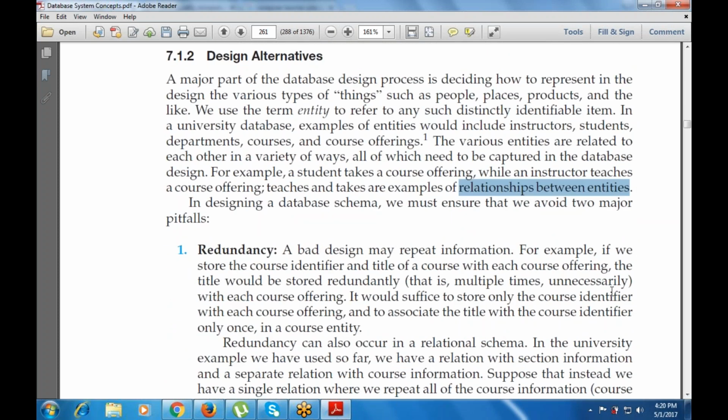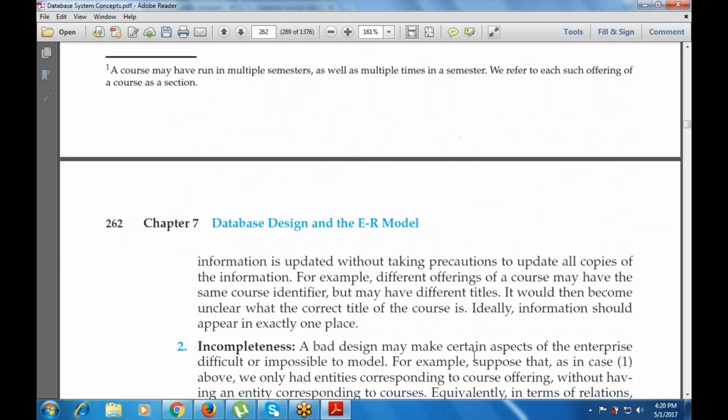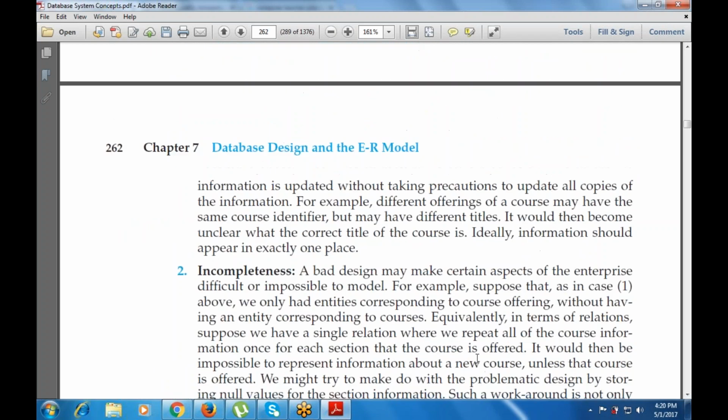In designing a database schema, we must ensure that we avoid two major pitfalls. One is redundancy, that is duplication, and the next one is incompleteness.